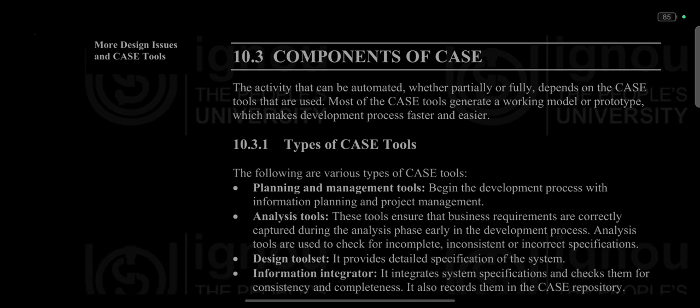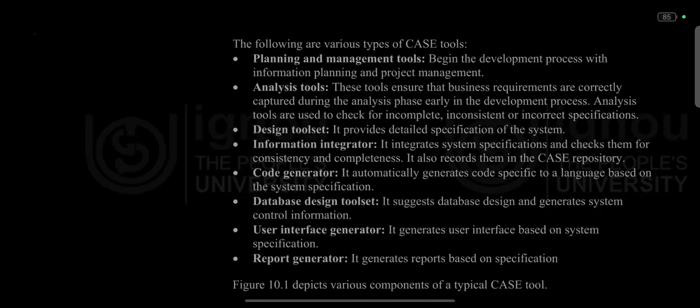Design tool set. It provides detailed specification of the system. Information integrator. It integrates system specifications and checks them for consistency and completeness. It also records them in the CASE repository. Code generator. It automatically generates code specific to a language based on the system specification.